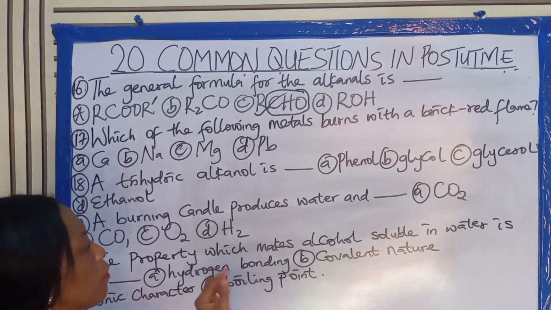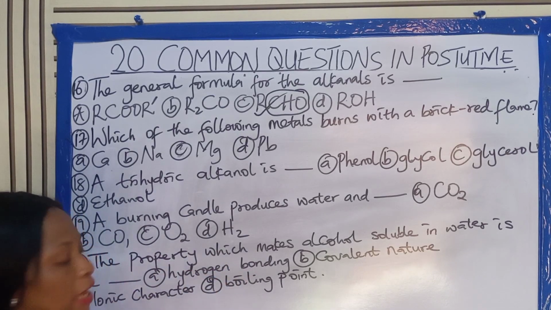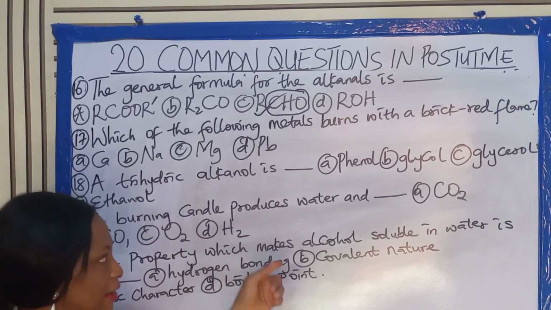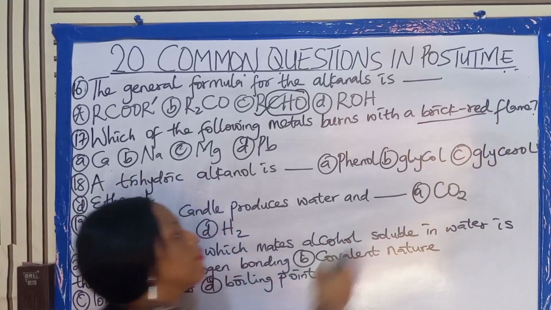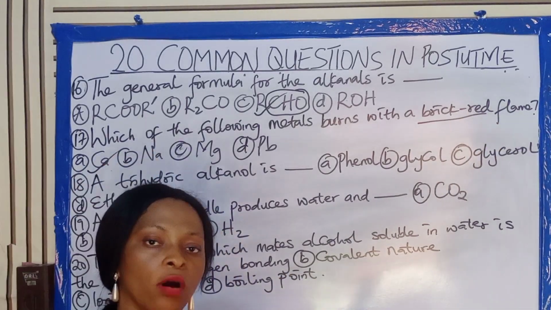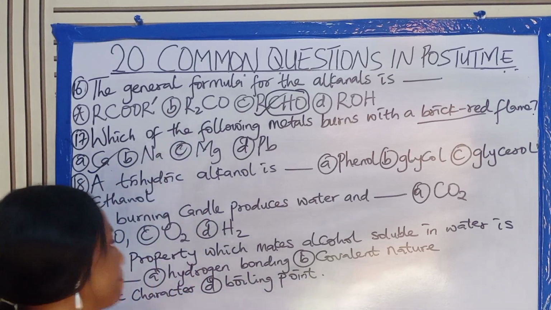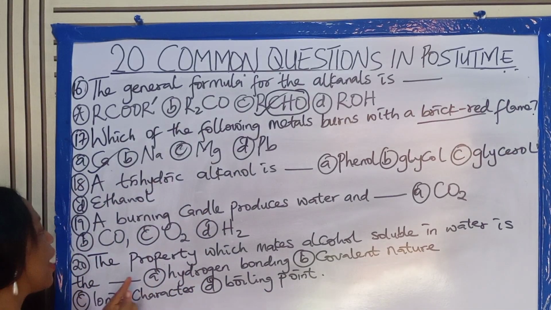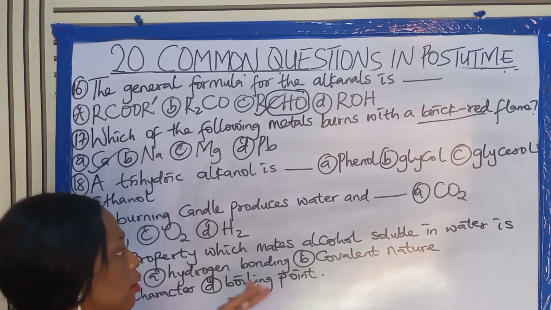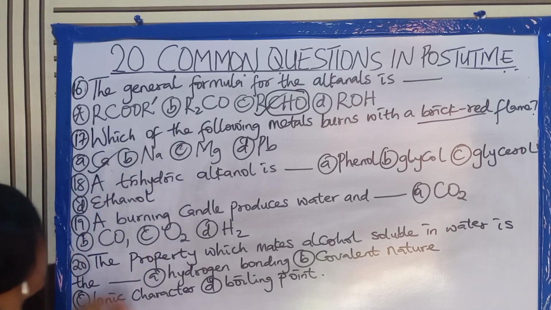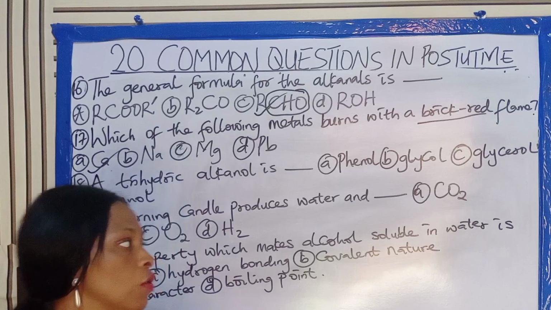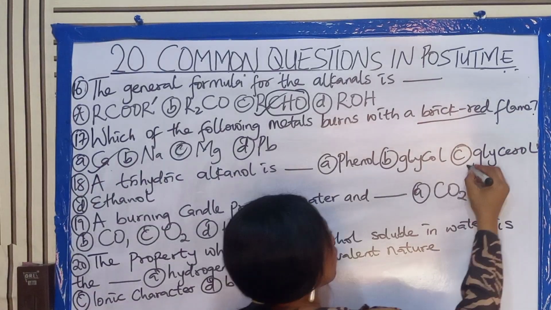Which of the following metals burns with a brick red flame? Calcium, sodium, magnesium, lead. Which one burns with a brick red flame? It is calcium. When calcium burns, it burns with brick red flame. Number 18. A trihydric alcohol is dash: phenol, glycol, glycerol, ethanol. Trihydric alcohol means that it has 3 OH. So the answer to that question is glycerol.